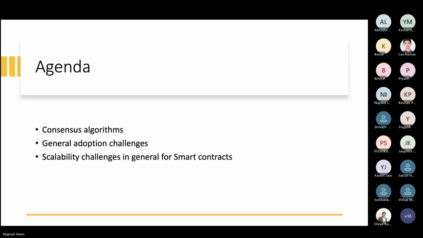One of the major challenges for non-adoption is this scalability challenge. Scalability in terms of blockchain, smart contract, and the consensus algorithm. I think everywhere there are these scalability issues. So we will talk about the scalability challenges a little bit, and then I will speak also about some possible solutions.